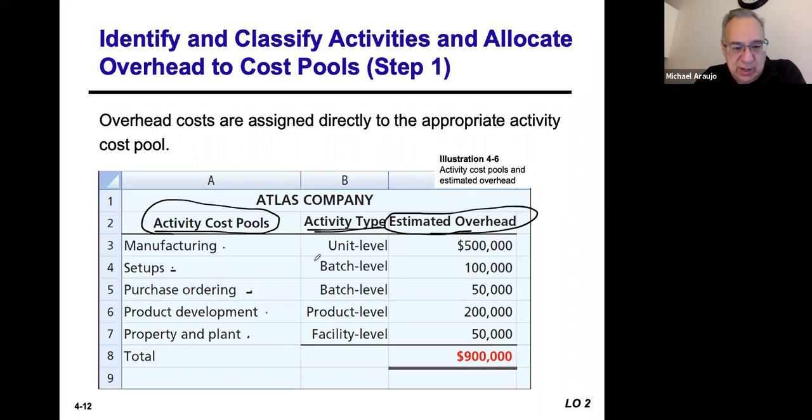But actually, when they're putting these things together, setups and purchase orderings are going to be based on the batch. We're going to be doing a batch of 1,500 units. They only do a certain number at a time when they manufacture these things. It's not a continuous manufacturing system that just keeps spitting these things out. They do them in batches. So you'll learn a little bit about this as we go, but that's really what that second column is about. But the activity pools are going to be critical, and the amount of overhead that they've estimated for that activity, critical information. So that's how it starts.